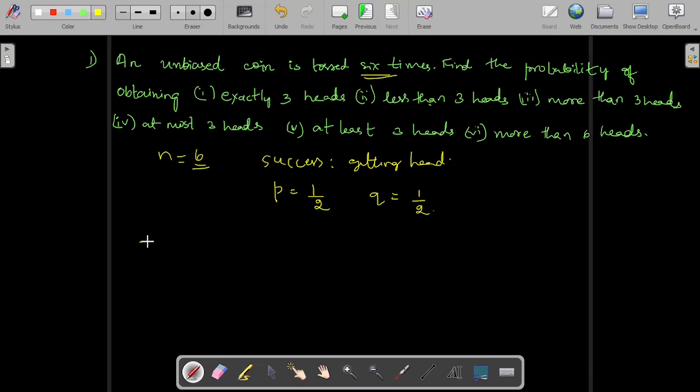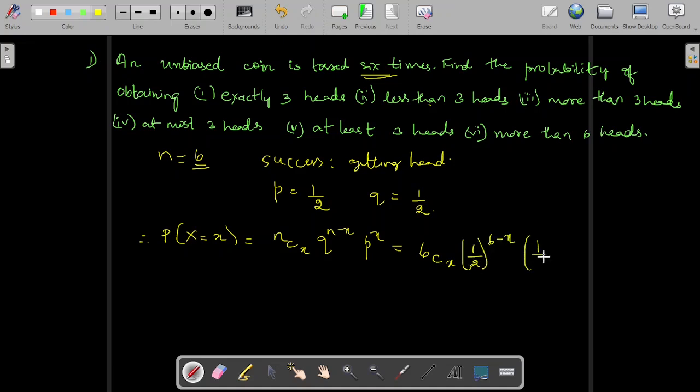Therefore the probability distribution is given by the probability mass function: nCx q to the power n minus x into p to the power x. So n is 6, 6Cx, and q is (1 by 2) to the power 6 minus x into (1 by 2) to the power x. Because the probability of success and the probability of failure are the same in this case, I can simplify this as (1 by 2) to the power 6. Because a to the power m into a to the power n is a to the power m plus n, minus x plus x cancels, (1 by 2) to the power 6. So this is your probability mass function.